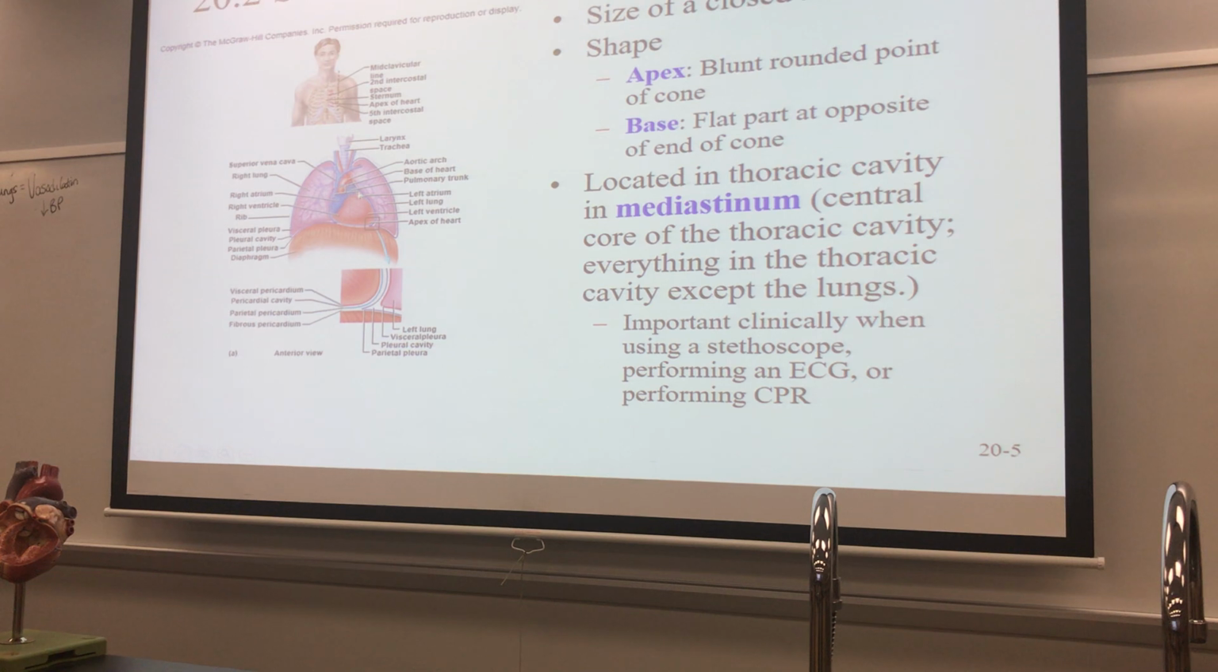What else do we see? The base is the actual top of the heart. That's where all the main vessels enter and exit. It's located in the chest area called the mediastinum. Now, the heart itself will be covered with connective tissue, protecting the heart from the lungs.